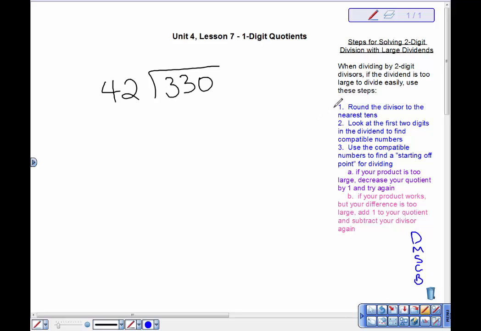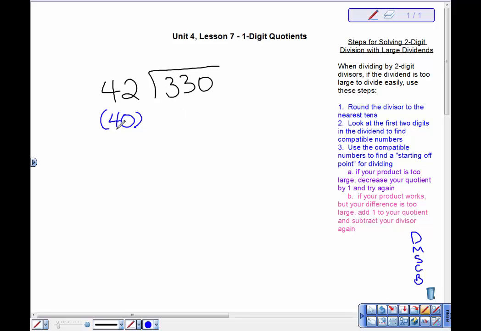First step is to round the divisor, that's 42, to the nearest tens. We love anything that ends in a 0 because it's easier to work with. So I'm going to take 42 and round it to the nearest tens, which would be 40. I'm going to write it here underneath the 42 because I need the 42 in just a minute. I'm not getting rid of it. I'm just borrowing it really quickly so that I can have a good starting off point. So write it underneath, and you can even put it in parentheses so that you know it's just kind of a helper.